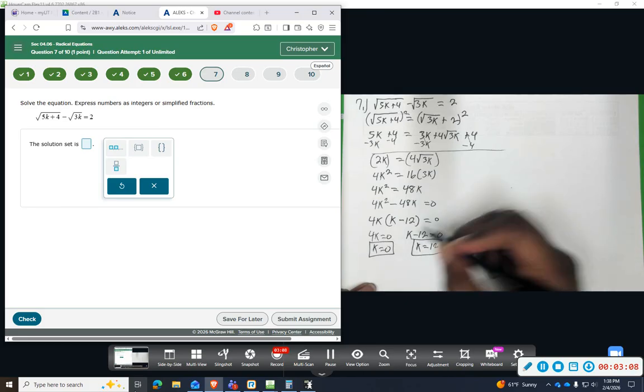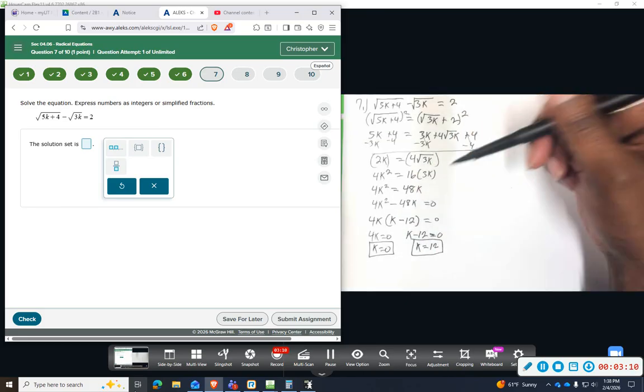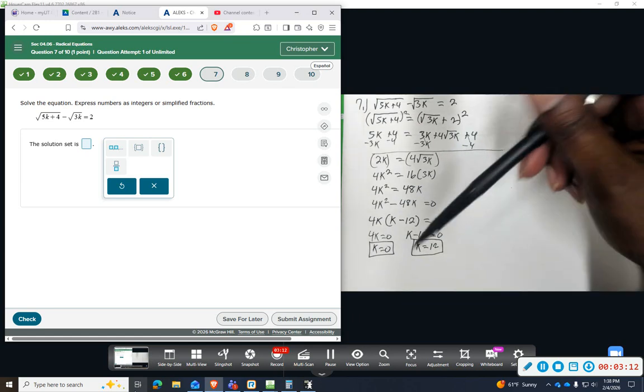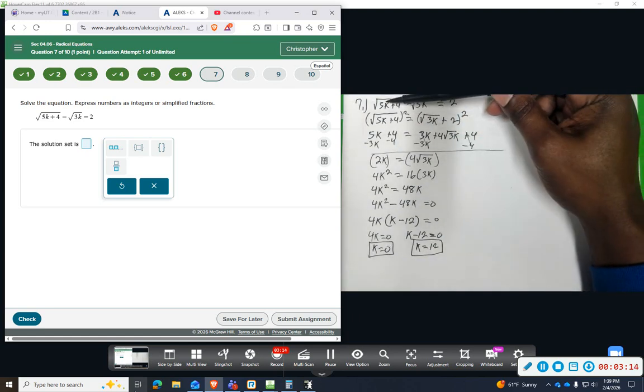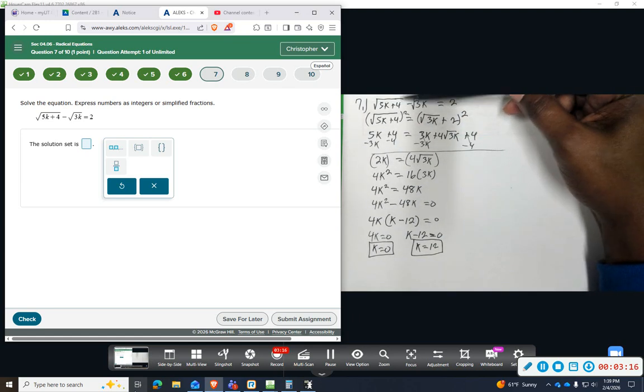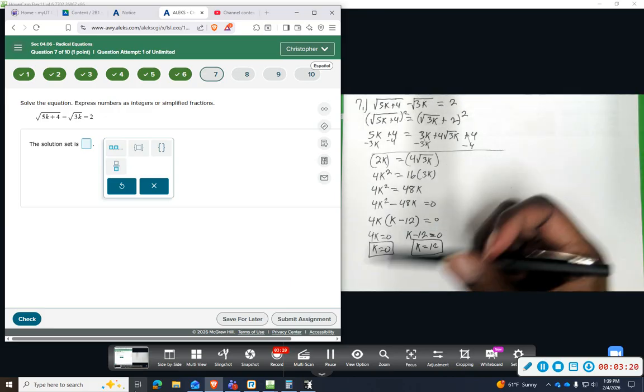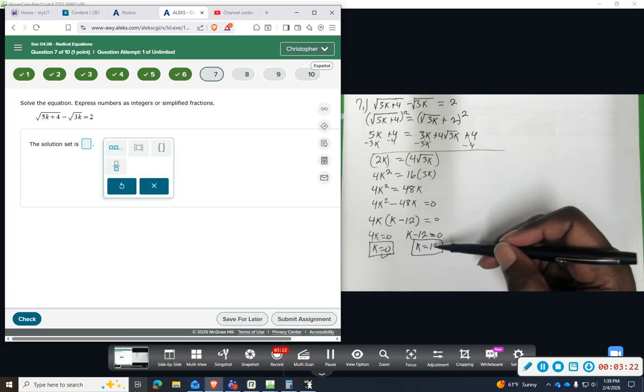Now, got to go back and plug these in and check, because just because you get 2 answers does not mean they both work. So if we plug in a 0, we get 4. Square root of 4 is 2. Plug in a 0, so we got 2 minus 0 equals 2. The 0 looks like it works.